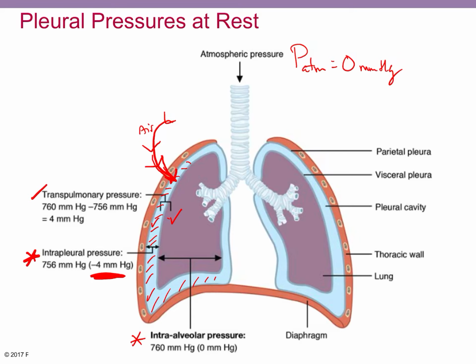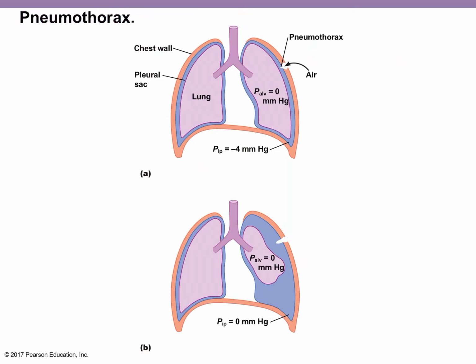Whereas the negative pressure was pulling the lungs open, now it's not going to be negative anymore. What's going to happen is the lungs are going to want to recoil in, because their natural state is a recoil. Their elasticity is going to recoil, and it's going to collapse that lung. So let's take a look at that picture.